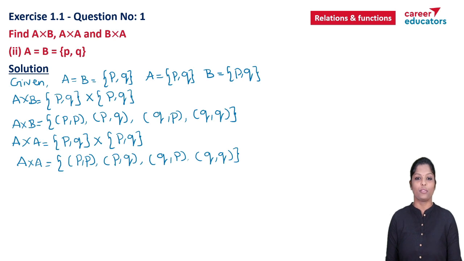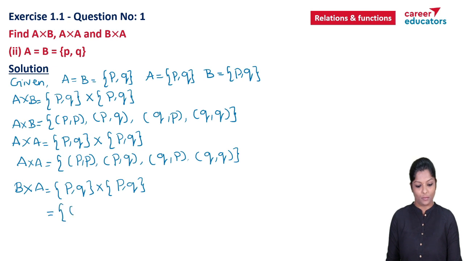Next, we are going to find B cross A. To find B cross A, we have to pair each element of B with each element of A. B cross A equal to, write all the elements of B cross, write all the elements of A. In the next step, we have to take the first element of B and pair it with all the elements of A.